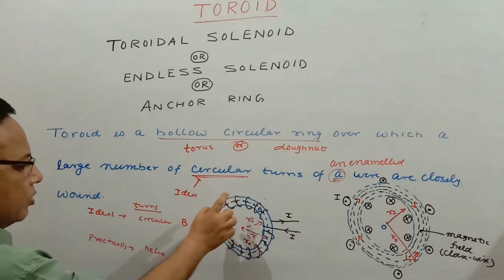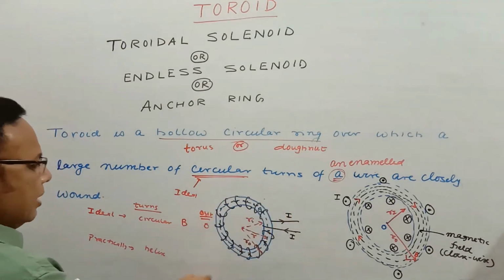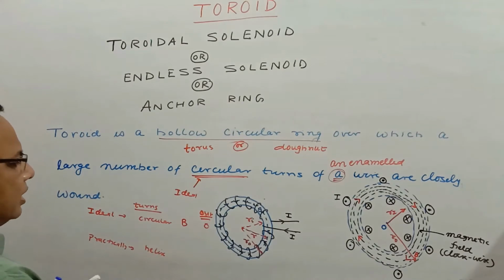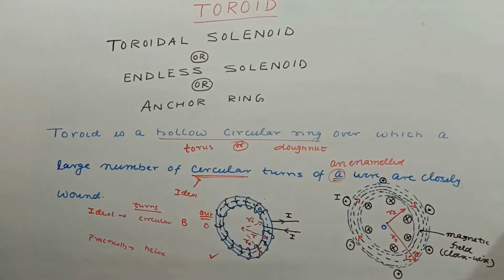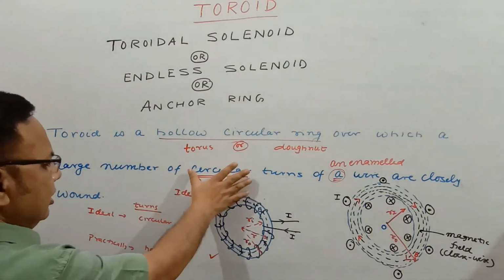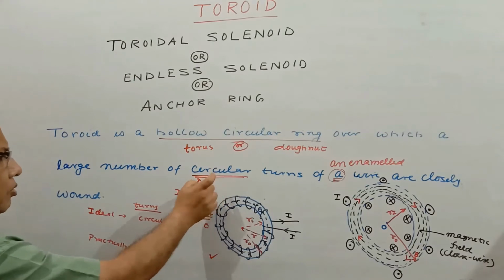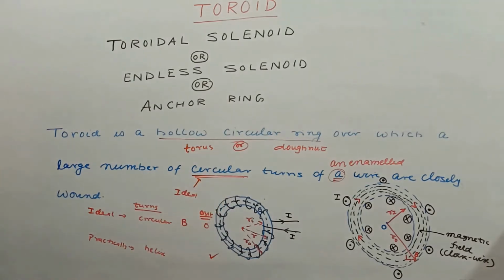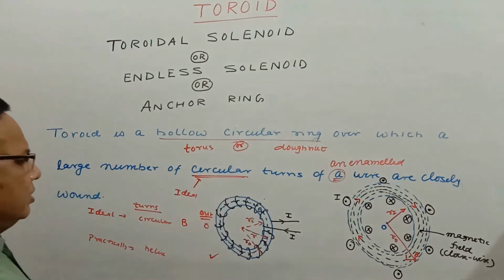And inside the core, the magnetic field is B. Outside the core, the magnetic field is 0 ideally, but practically there must be some value of magnetic field even outside. So you can remove this circular term if you are not writing ideally. The word circular must be used for the ideal case only, otherwise it should be helical.